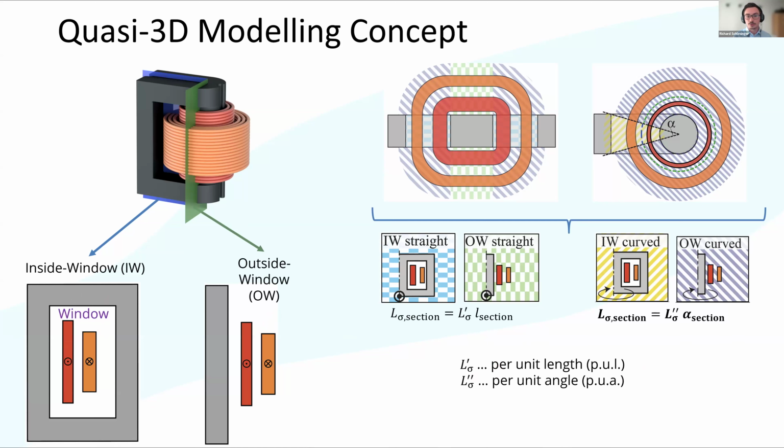For curved winding sections, it is a little bit more tricky because the windings are curved, so the currents are curved, so the magnetic field is curved. So we need some sort of radial energy weighting to take that into account. And we do this by taking the leakage inductance per unit angle and multiplying it with the section angle.